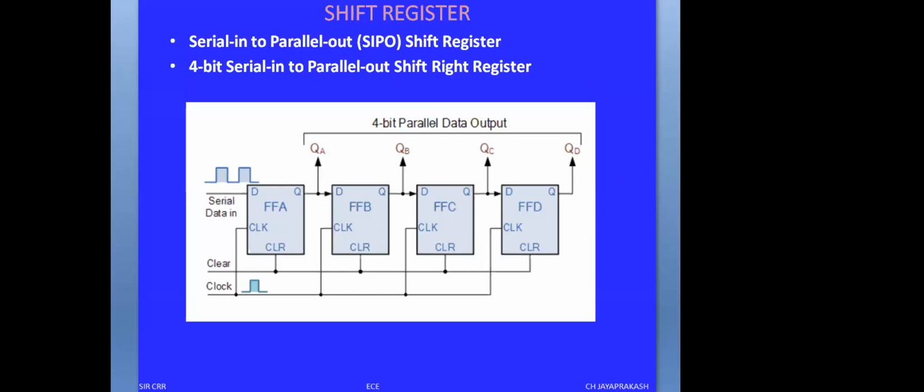The first one, see the first one here, serial input, serial output shift register. Serial input, or else, wait 1 minute.